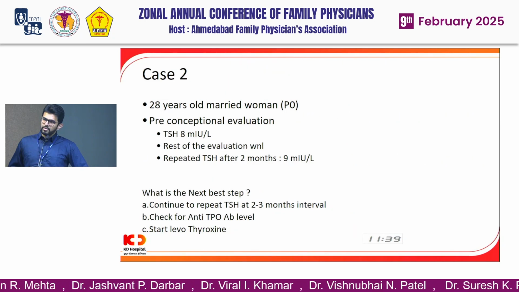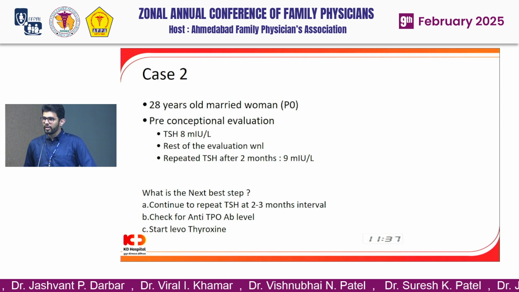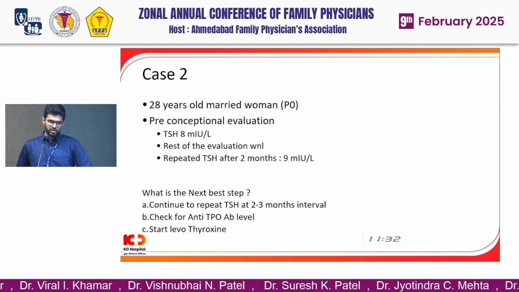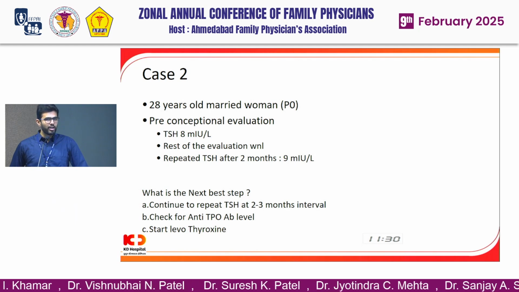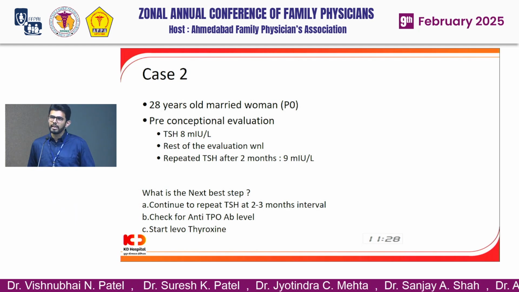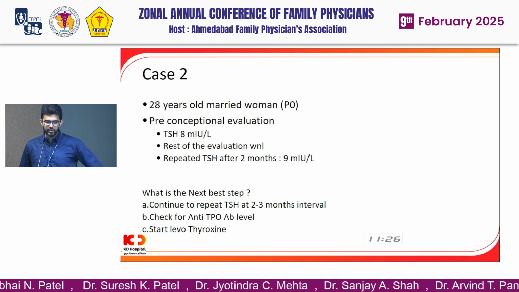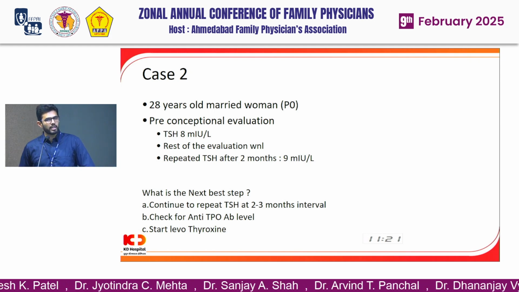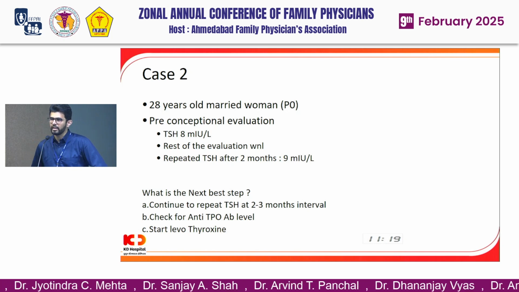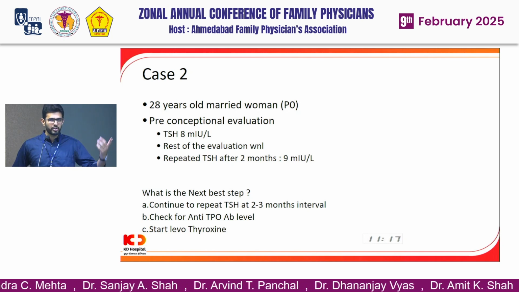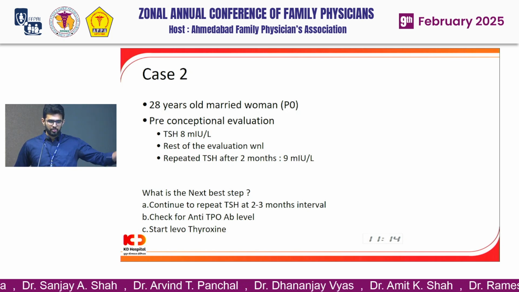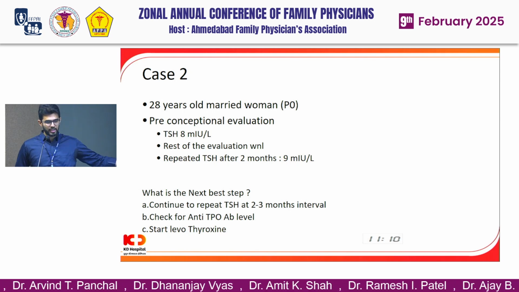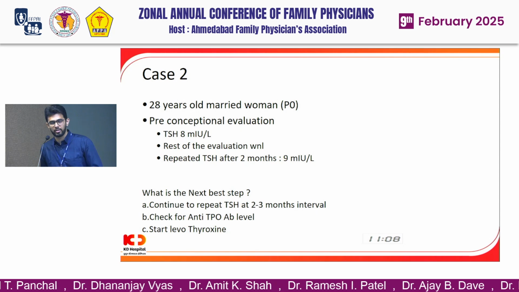So next case, a 28-year-old female who is married and she is P0, so no pregnancies in past. Preconceptional evaluation, everything is normal, only TSH is 8, and with that T4, T3 are normal. The gynecologist had asked her to wait for a while. She repeated the test. Now TSH is still elevated, 9, and she comes to you with this question: what should I do next? So the options: should we repeat the test every 2 to 3 months? Should we check anti-TPO, or should we start levothyroxine?